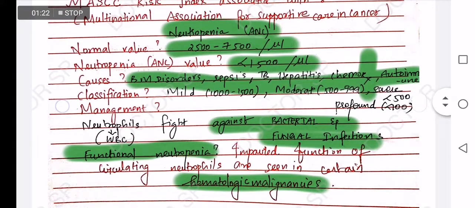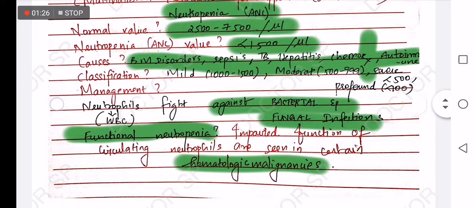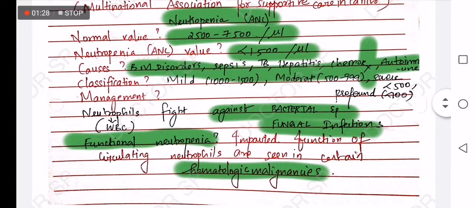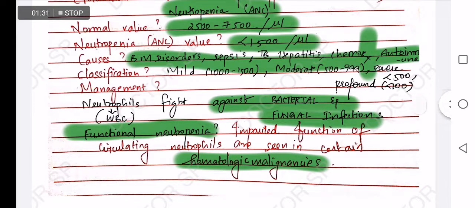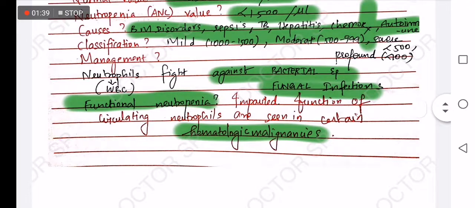and we have a classification of neutropenia: mild, moderate, severe, profound, and functional neutropenia. What is functional neutropenia? It is the impaired function of circulating neutrophils, which is seen in hematologic malignancies. As we know, neutrophils fight against bacterial and fungal infections.